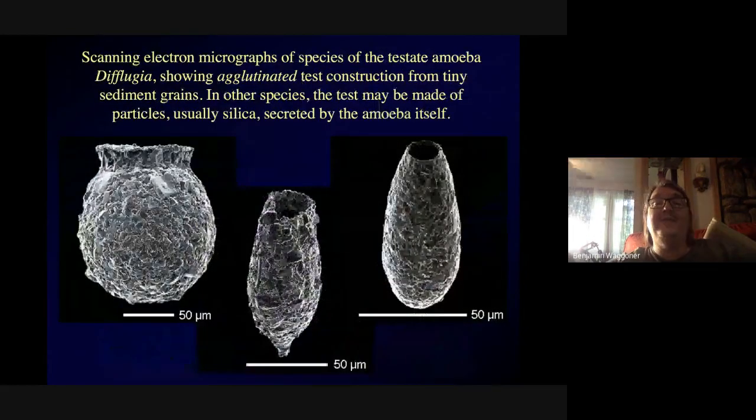There's tests of a testate amoeba called Difflugia that shows what's called agglutinated test construction. These tests are made of little sediment grains that the thing picks up, and it glues them together in this rather orderly pattern. These have very consistent sizes and shapes.